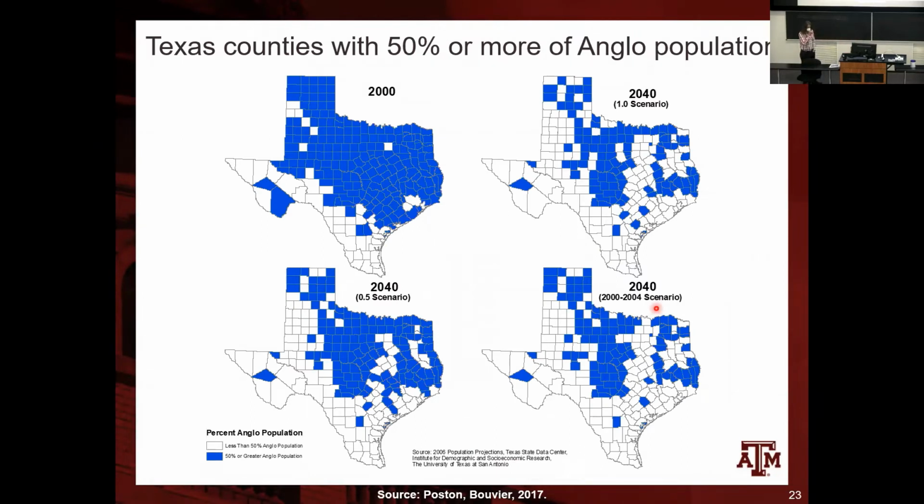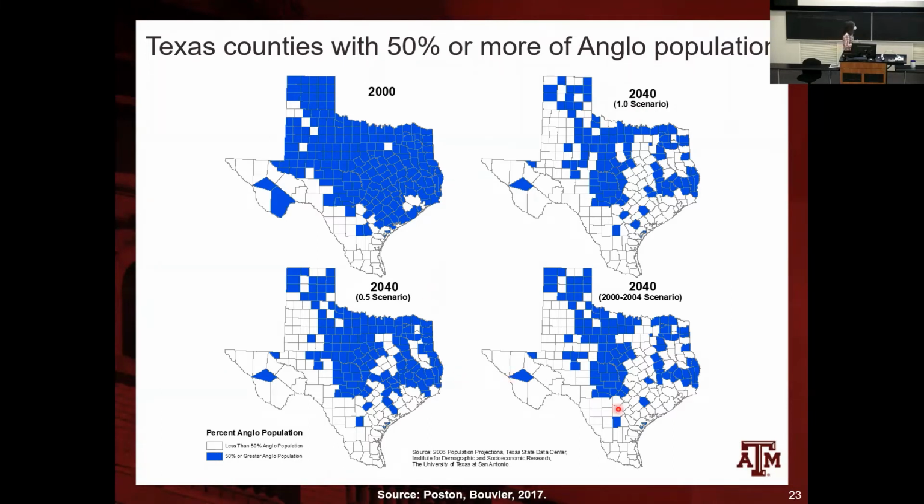And here are some projections of the race ethnicity composition in Texas counties. So we go within Texas and look at the race ethnicity composition, kind of simplify it, putting in blue the counties that have at least 50% of the population non-Hispanic white, and the areas in white, they have less than 50% of the population non-Hispanic white. So in 2000, most of the counties had more than 50% of the population self-classified as white. Whenever I'm talking here, white is non-Hispanic white. And some different scenarios for 2040.